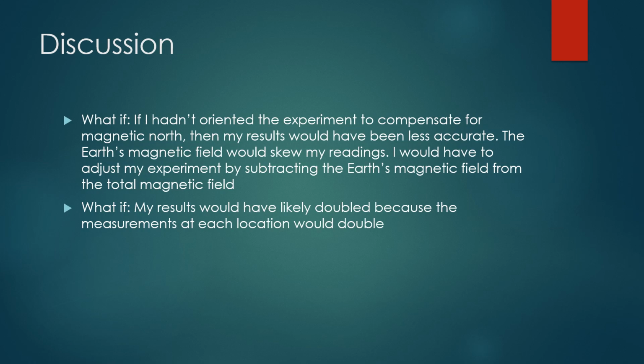For the first what-if question, if I hadn't oriented the experiment to compensate for the Earth's magnetic field, then my results would have been less accurate. The Earth's magnetic field would skew my readings. I would have to adjust my experiment by subtracting the Earth's magnetic field from the total magnetic field. For the second what-if question, my results would have likely doubled because the measurements at each location would double.